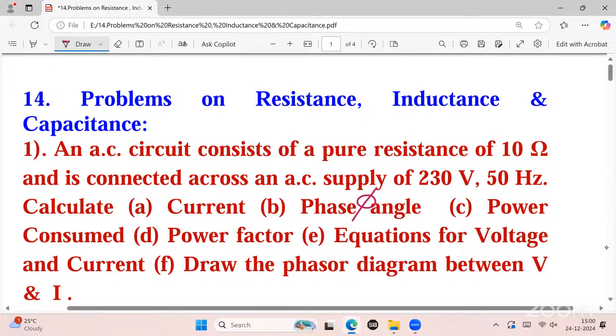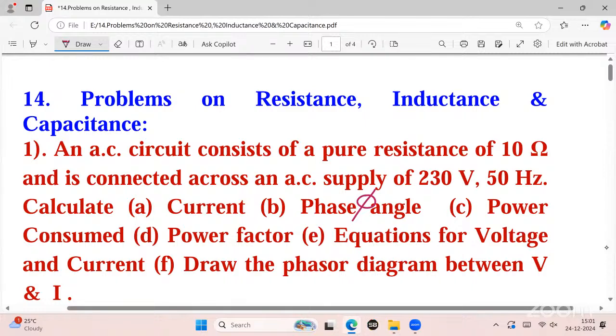C bit. What is C bit? Power consumed. Seventh result. Seventh formula: P is equal to VI watts. The names for power consumed are average power, true power, power consumed, simply power. All these come under the same names. What is the formula? VI. What is V? What is I? 23. 5290 watts.